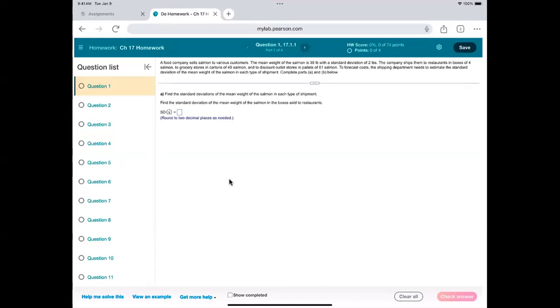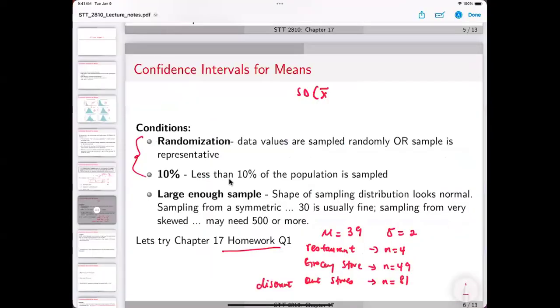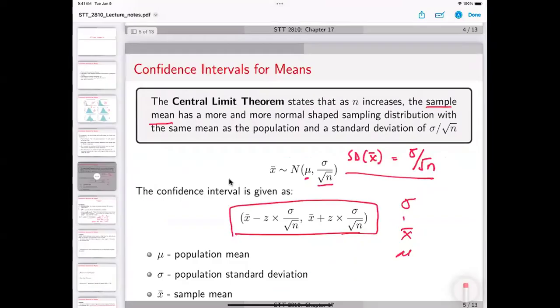So first and foremost, find the standard deviation of the mean weight in each type of shipment. The first one, we want to find the standard deviation of the mean weight of salmon in the boxes sold to restaurants. So what do we know about the standard deviation of X bar? We learned from here that the standard deviation of X bar is given as the population standard deviation divided by the square root of n.